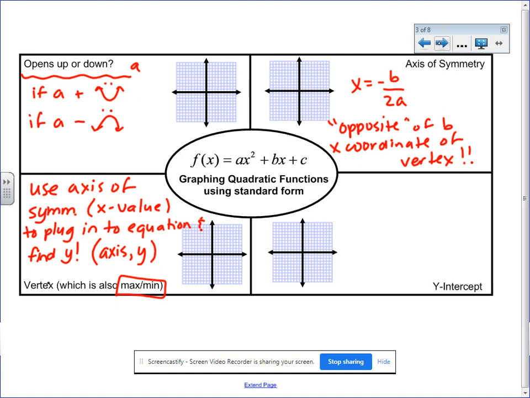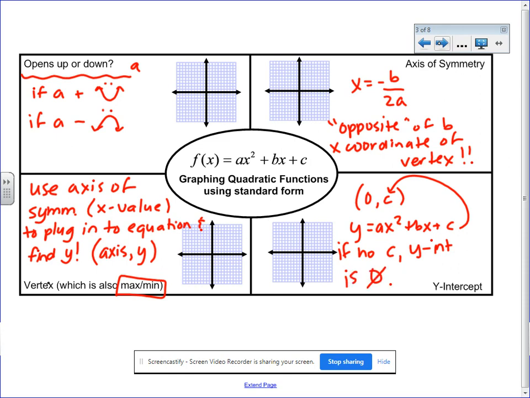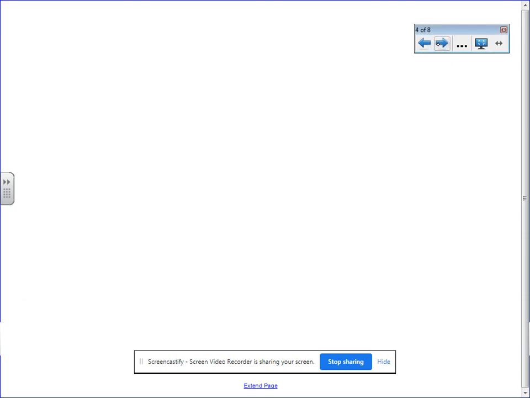And I have the graphs here, I don't really remember for what purpose, but you can graph some things on them if you want to. And then the y-intercept, of course, is 0, c. So in y equals ax squared plus bx plus c, it's that. If there is no c, then the y-intercept is 0. Okay. I think, yeah, that's it.